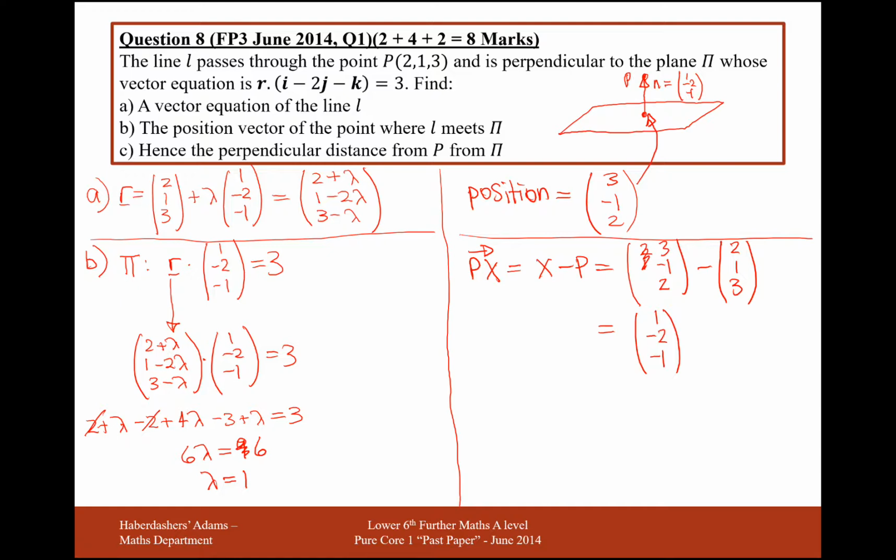All that's left for me to do now is find the modulus. 1 squared add 2 squared add 1 squared. 2 squared is 4, so 1 plus 4 plus 1 is 6, so it's the square root of 6. So that's your answer to part C. 8 marks in total for that question.